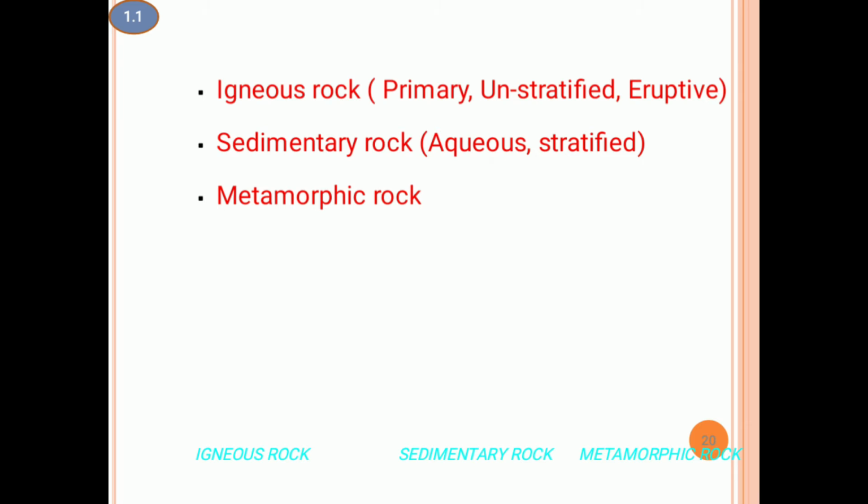So basically, the rocks are classified based on geological formation. Only three types: igneous rocks, sediment rocks, and metamorphic rocks. So what are called igneous rocks?